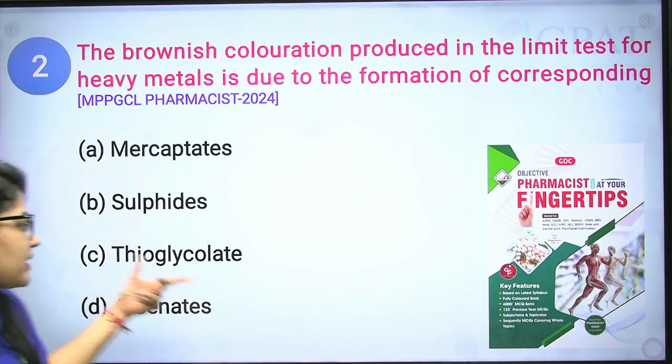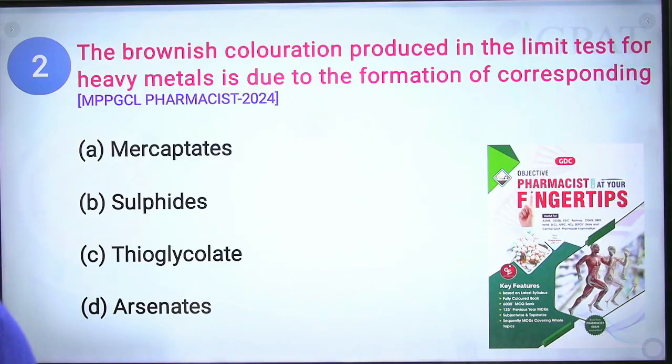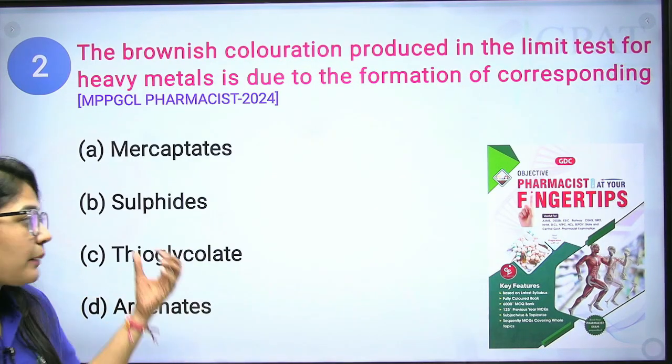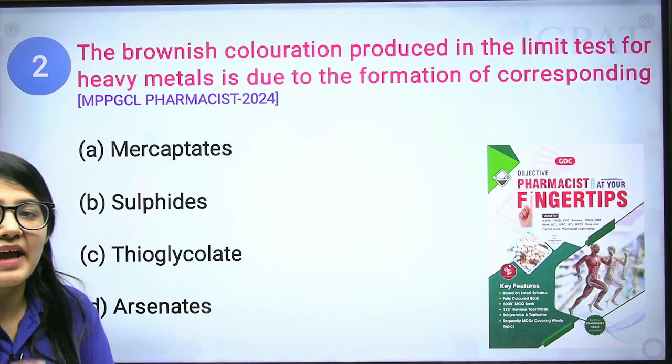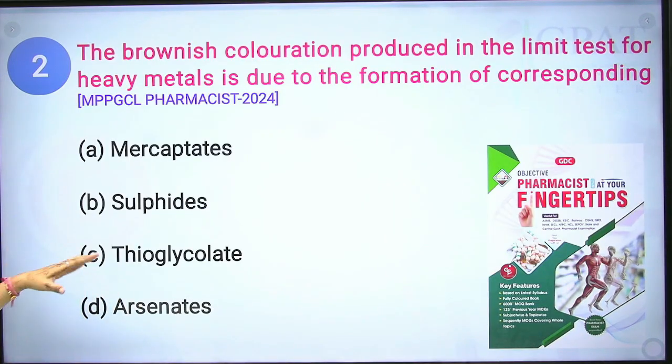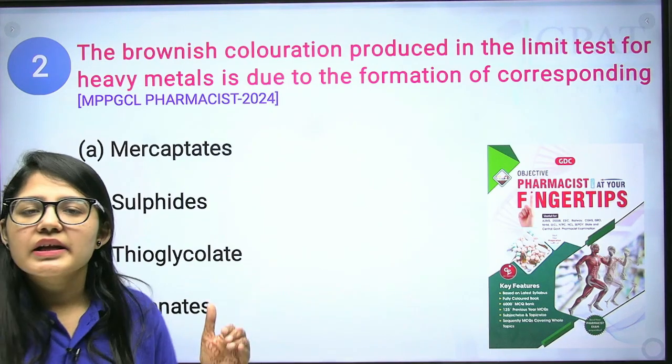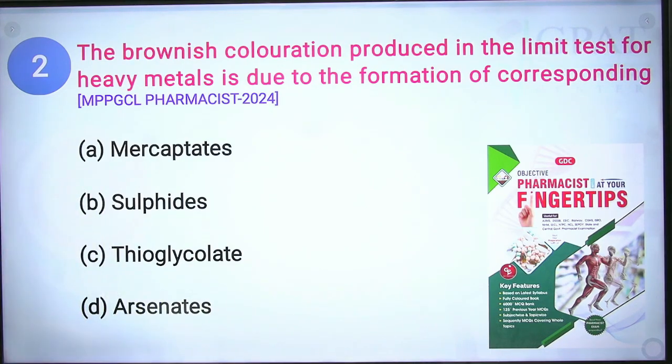As we say about the other option, it is a type of reducing agent that helps in the detection of your limit test, like iron. So particularly they are not a type of impurities that can be detected. That's why the color is not possible. Okay, clear? So the correct answer will be sulfides.